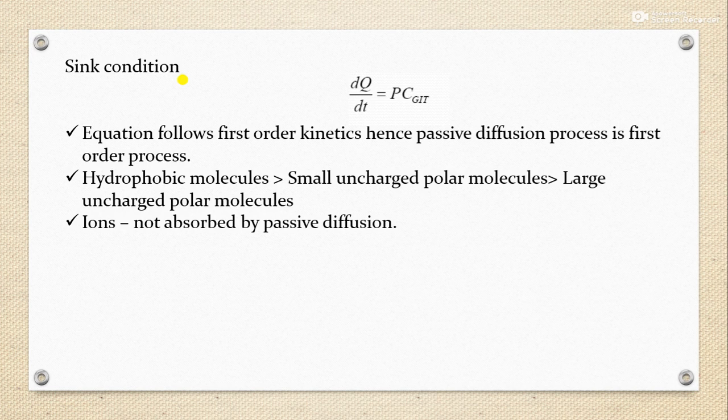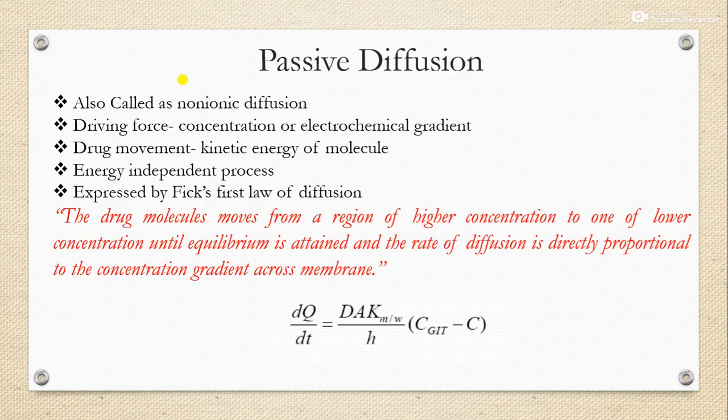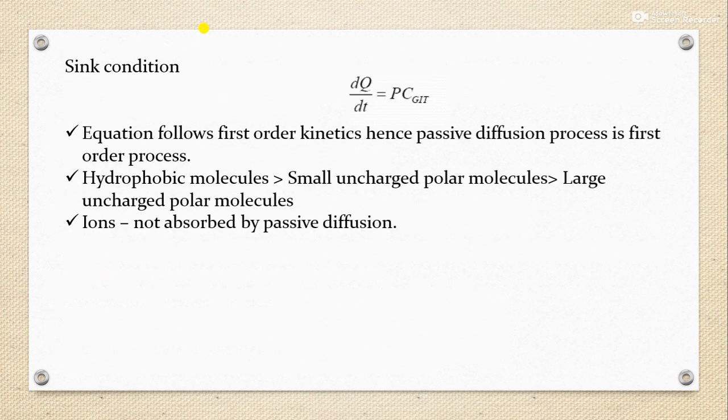Under usual conditions of absorption, the values of D, A, K and H are constant, and hence the equation becomes dQ/dt = P · CGIT, where P is the constant which is substituted for all the terms.